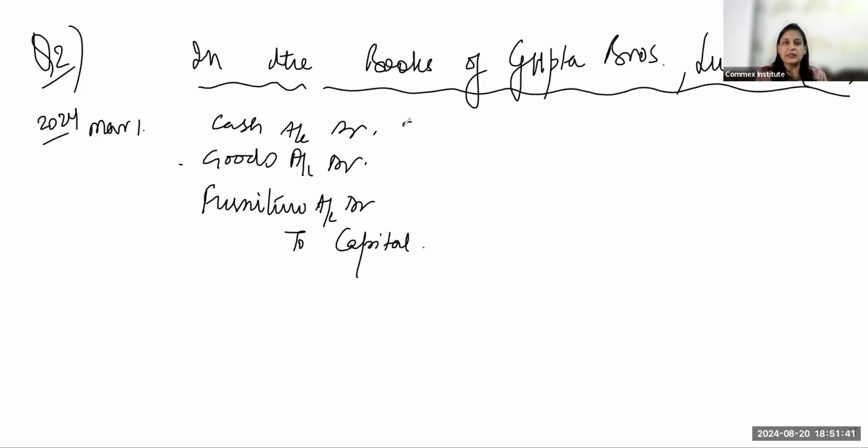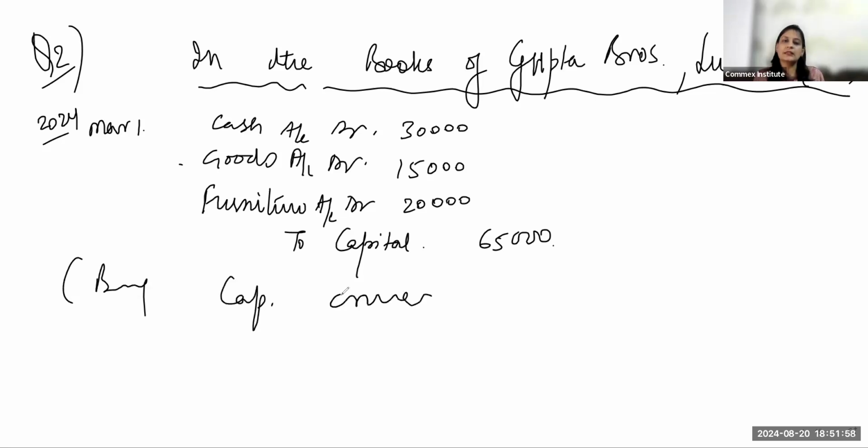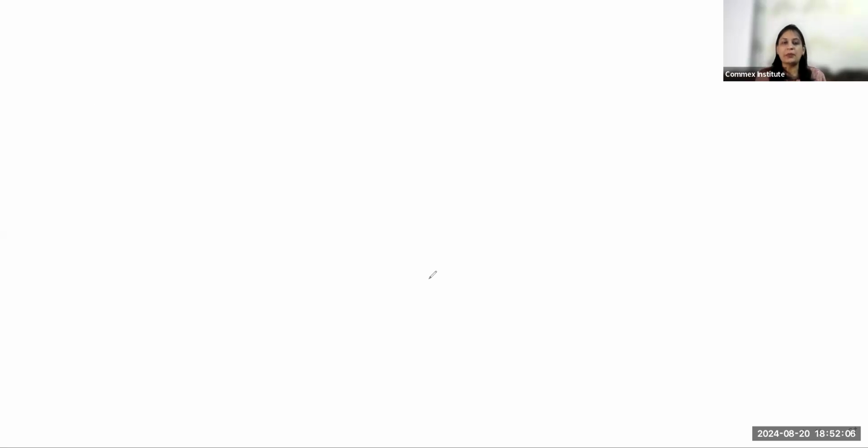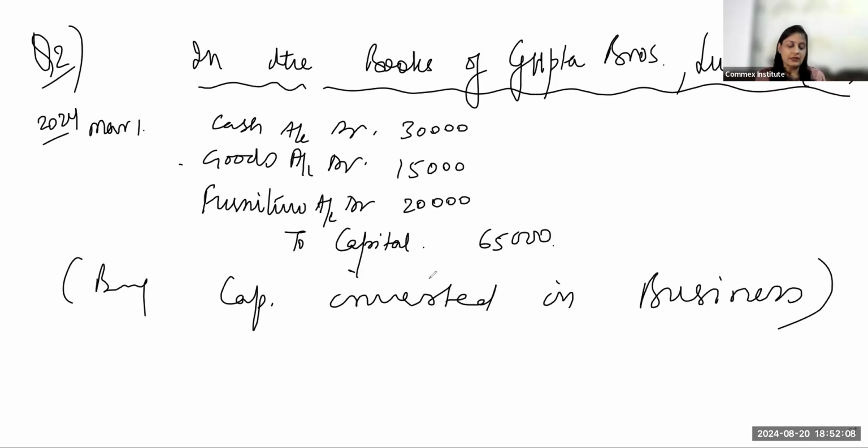He has invested 30,000 for cash. He has invested stock worth 15,000. He has invested furniture worth 20,000. So that makes it 45, 55, 65,000 for capital, being capital invested in the business. In this transaction, there is no GST involved. Never GST on the capital investment. So GST is never calculated.